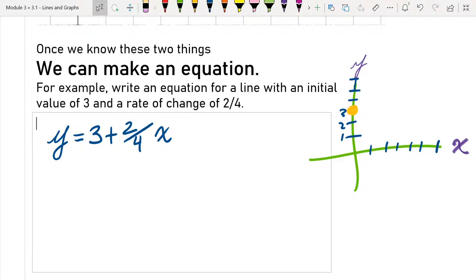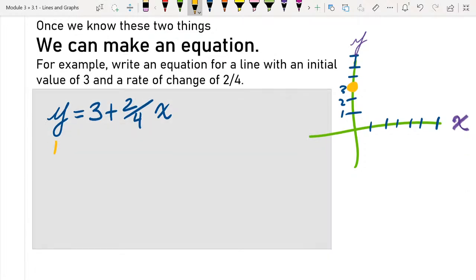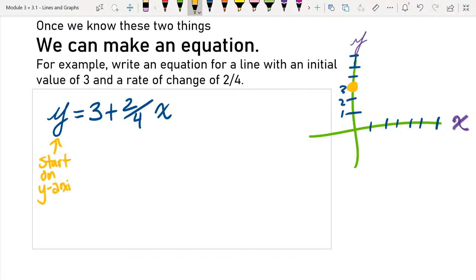And that's what this says. Go to your Y axis, start at 3, go up by 2, over by 4, and then the X means we're doing that on the X axis. We're doing it over and over and over again. And that's how you make an equation. So let's just label this then. This says start at Y. So start on the Y axis. This says start at 3 on the Y axis.